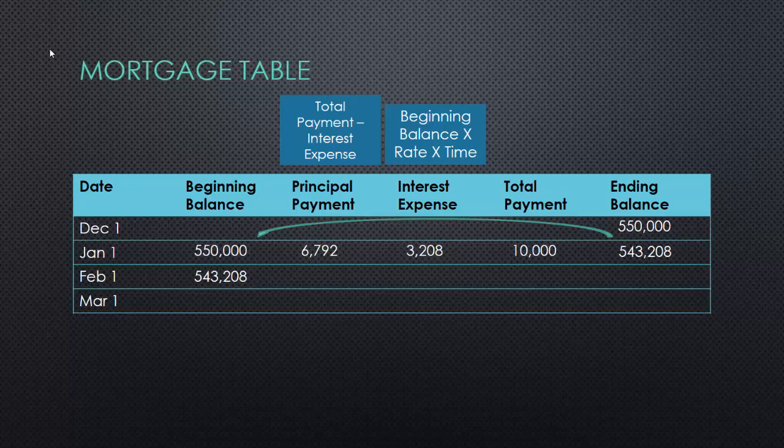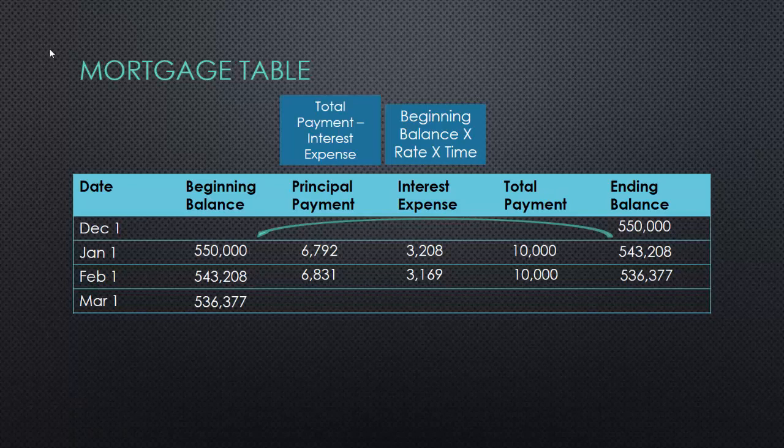We went through and we did the math. We took our beginning balance times rate times time to figure out our interest for February. It was $3,169. And then we took our total payment of $10,000, subtracted out the interest expense that we just found. That became $6,831, and our total payment was still $10,000. So to get to our ending balance, we take our beginning balance, we subtract the portion that went towards principal, and we come up with $536,377. For March, the beginning balance is whatever we ended February with, that same $536,377.